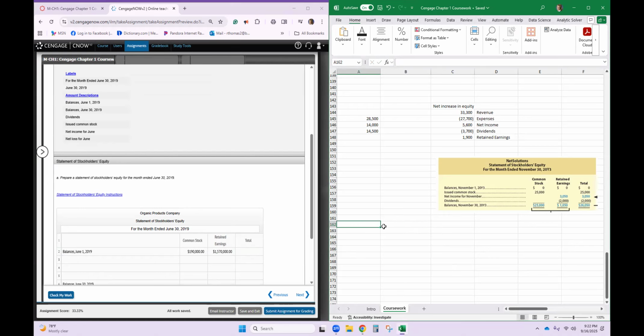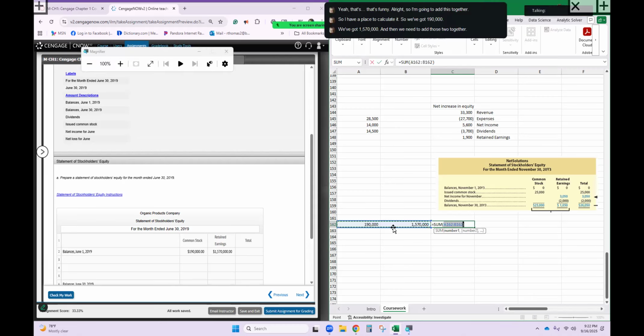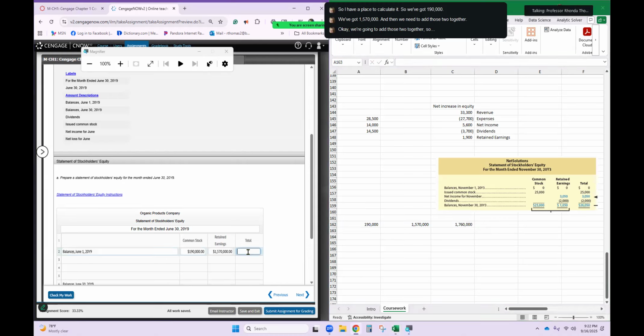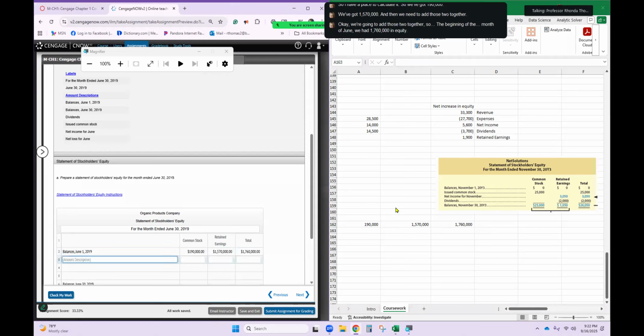All right, so I'm going to add this together so I have a place to calculate it. So we've got 190,000. We've got 1,570,000. And then we need to add those two together. So the beginning of the month of June, we had 1,760,000 in equity.